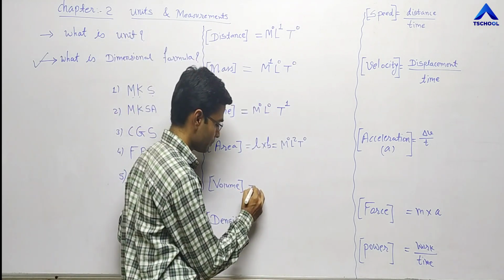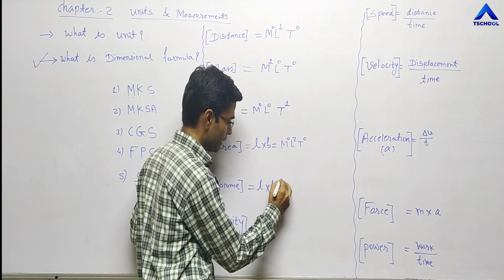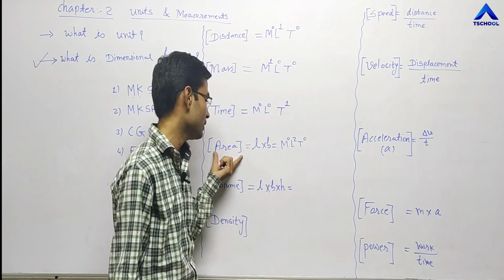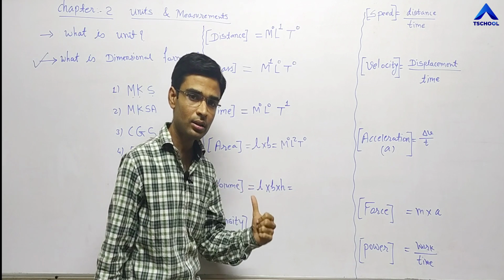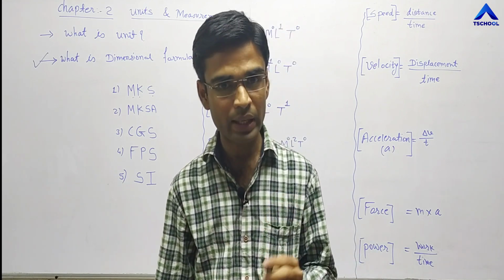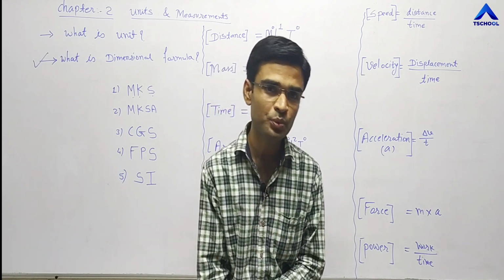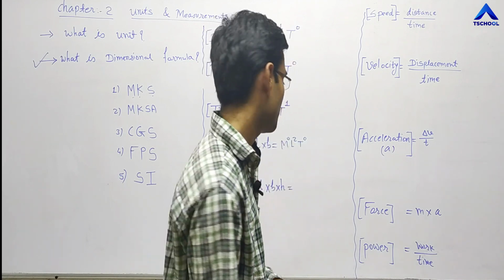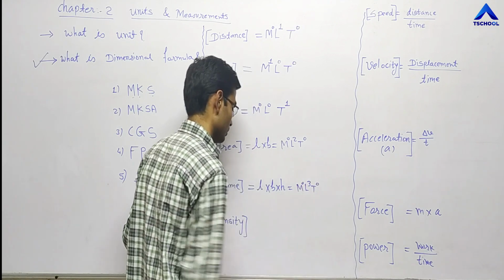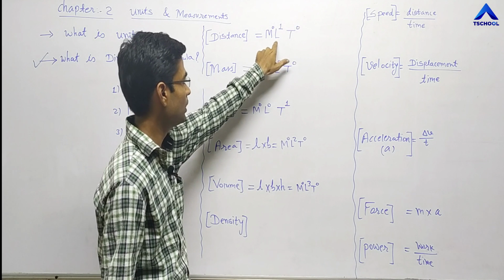Next, volume. Volume means length into breadth into height. You can easily understand from area: area means length into breadth, volume means length into breadth into height. Length, breadth and height are each one type of distance. So the dimensional formula of volume is M0 L3 T0, because it is distance into distance into distance, and the dimensional formula of distance is M0 L1 T0.